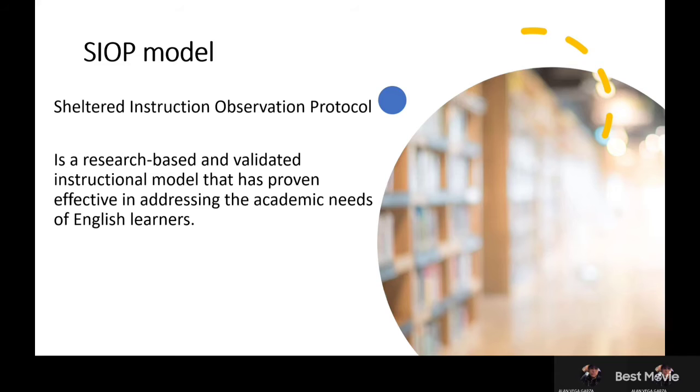The SIOP model, or Sheltered Instruction Observation Protocol, is a research-based and validated instructional model that has proven effective in addressing the academic needs of English learners. English language learners are often pulled out of mainstream classrooms and given sheltered English instruction. The SIOP model eliminates this separation by combining multiple instructional components with teaching strategies.